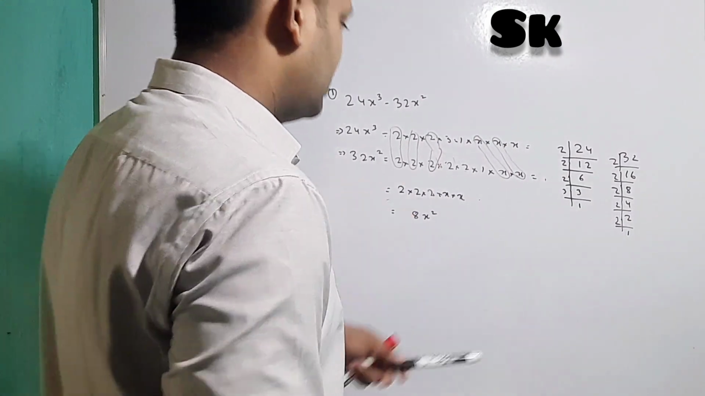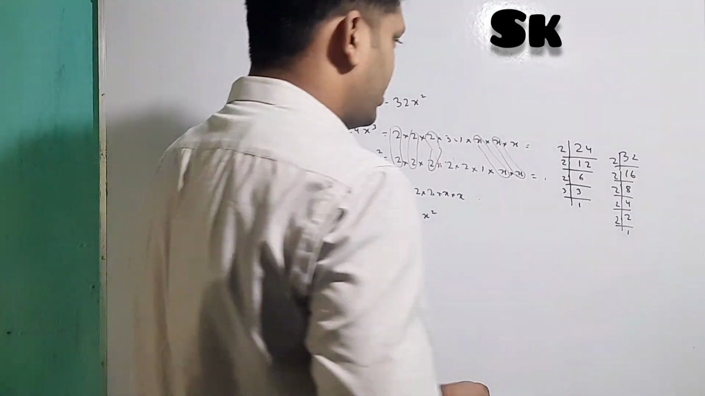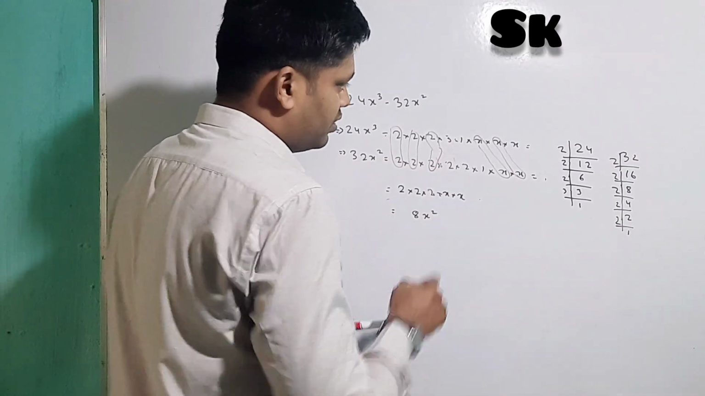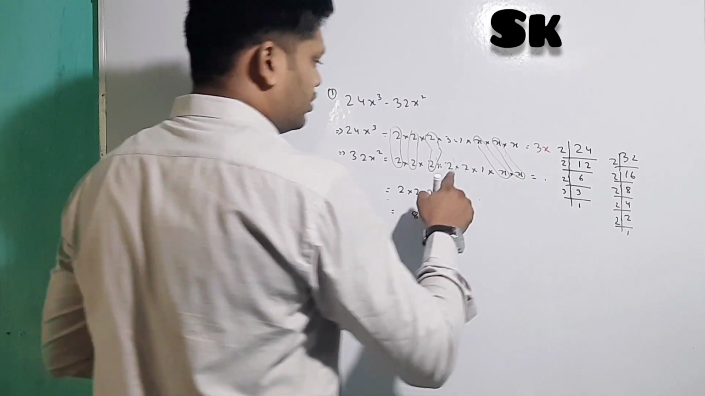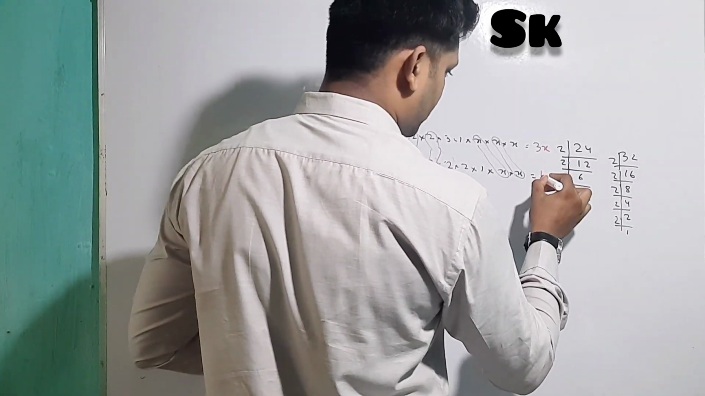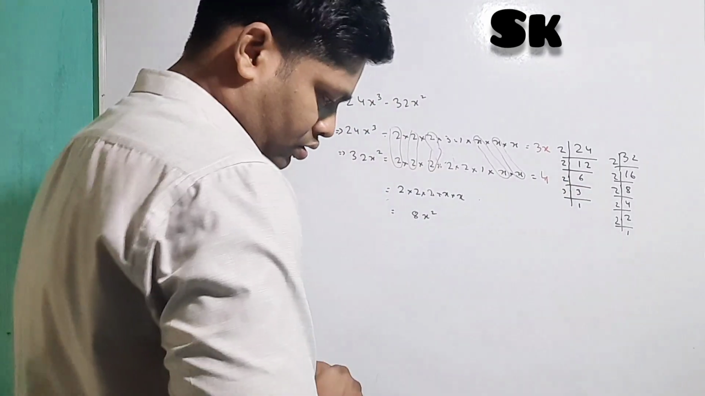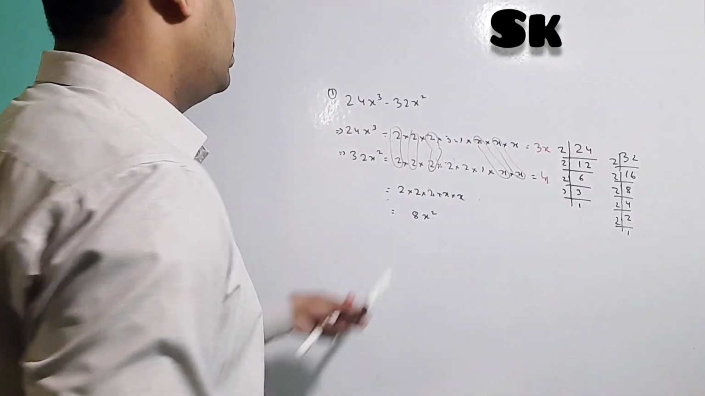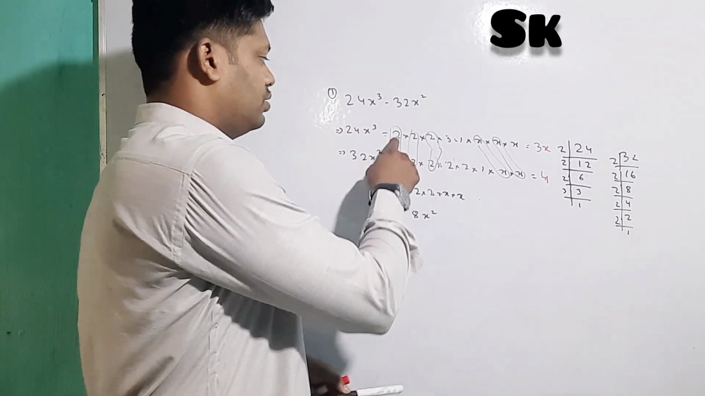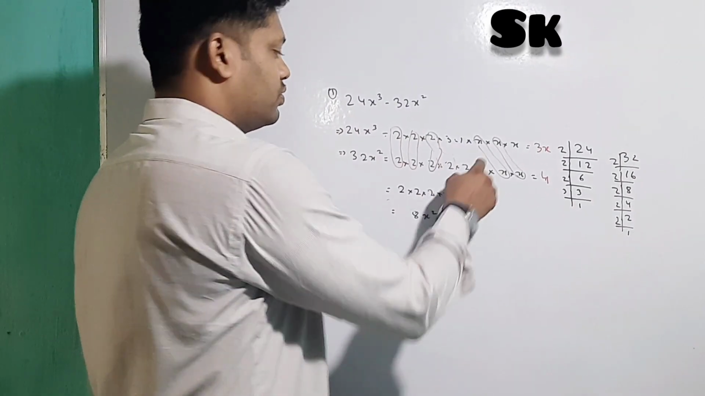Now what is left in this one which has not been marked with a red marker? 3 is left and x is left, so you will keep it 3x. And here, sir, 4 is there, no? Only 4 we have. Now this 8x square is common in both the cases: this one 2, this one 2, this one x, this one x.